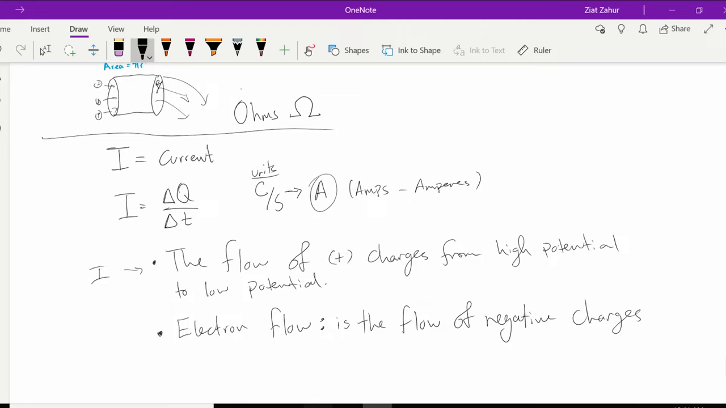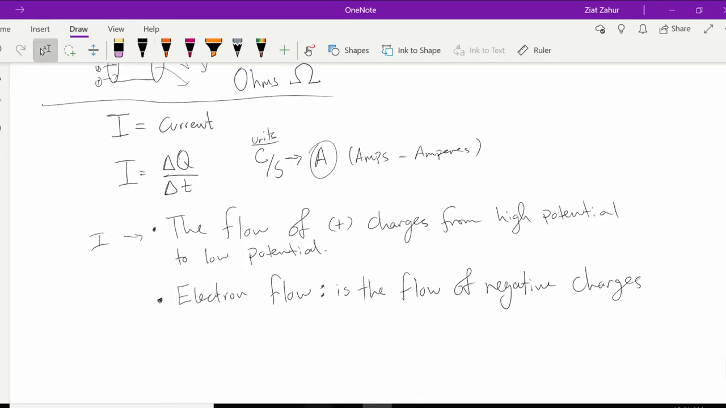Electron flow is the flow of negative charges. So essentially, the electron flow is in the opposite direction of this pseudo-positive charge that we're talking about flowing in our circuit from high potential to low potential. Electron flow is the flow of negative charges from low potential to high potential.